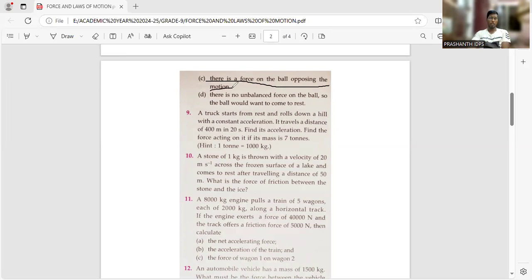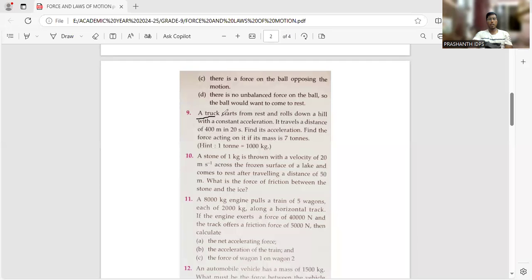I have underlined the question. Some force is there which is opposing, meaning trying to stop the movement of the ball, and there is no unbalanced force on the ball, so the ball would come to rest. So what will be the answer? Third one. There is a force on the ball opposing the motion of the body. So the answer will be option C.